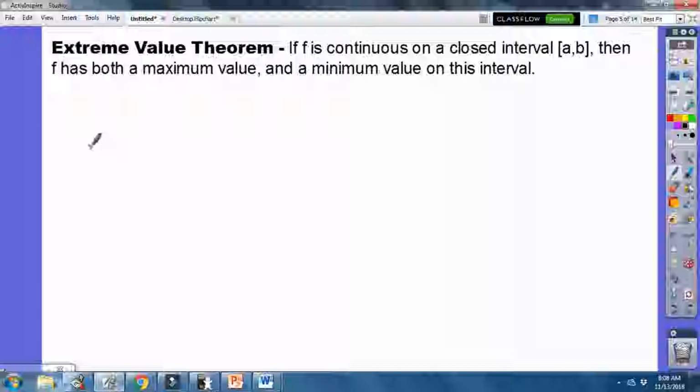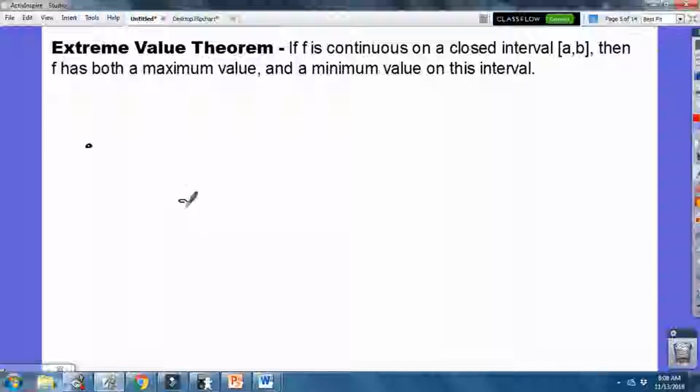So here's what that's saying though. If I have 2 points and I connect them because they're continuous, there has to be some maximum or some minimum on those points. Whether the graph looks like this or like this, no matter what happens, I have at least one max and one minimum on this interval.